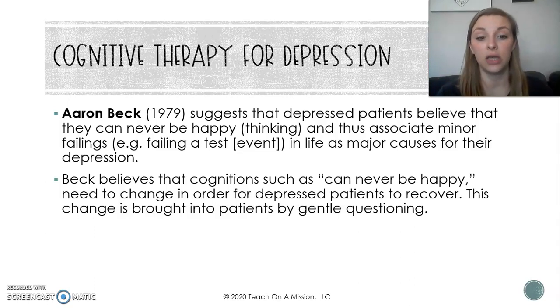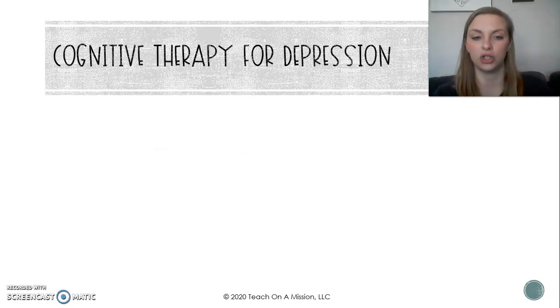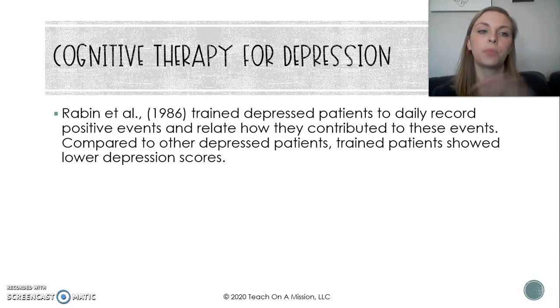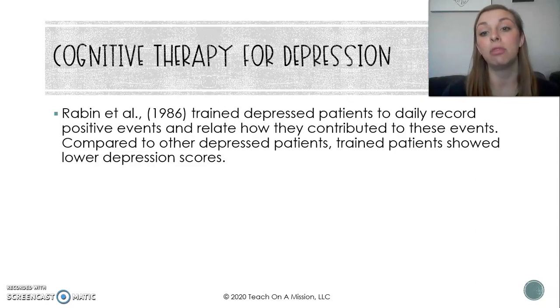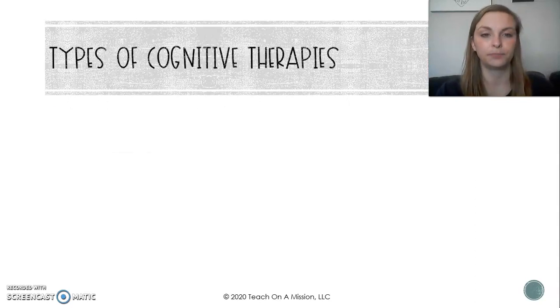This change in their thinking is brought about by patients answering some gentle questions. Rabin et al. in 1986 trained depressed patients to record positive things that happened in their life and then how they contributed to those positive events. Basically, what part did they play in those positive things that happened to them? They found that when these patients were compared to other depressed patients, the patients who learned to think positively showed lower depression scores. So changing their thinking can help that depression.